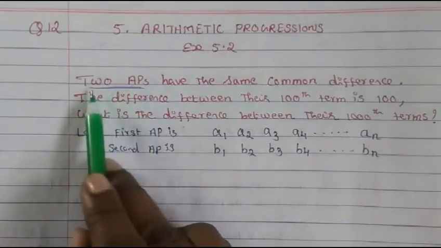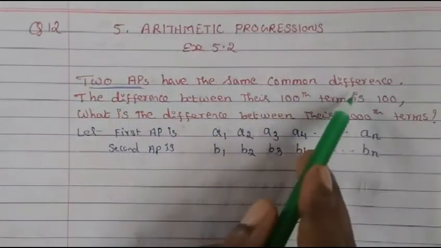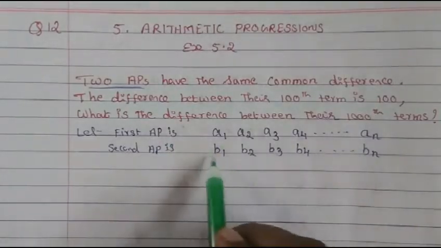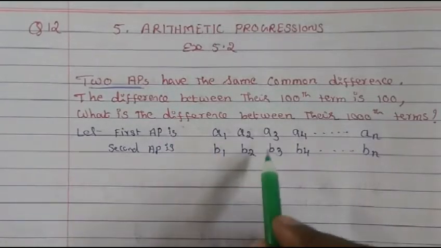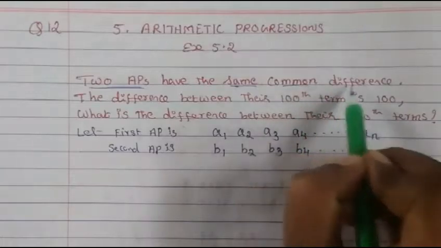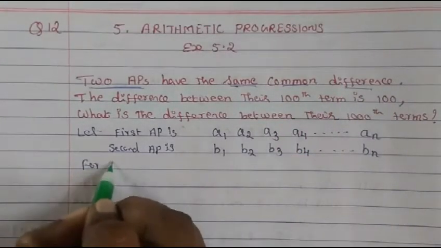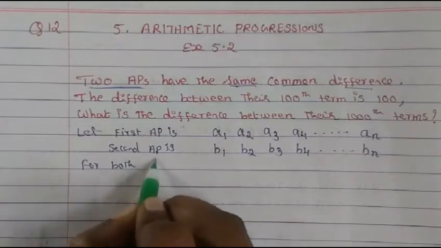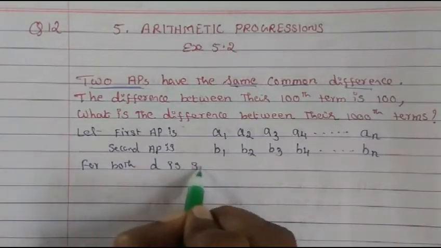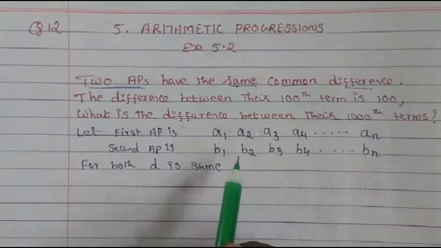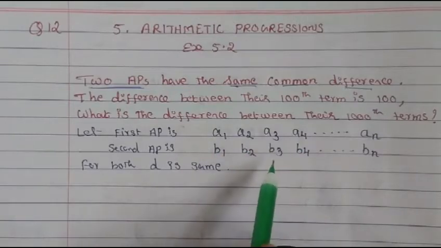So let the two APs have the same common difference. We have two APs here and their common difference is the same. They have the same common difference, so D is the same for both. Whatever the common difference may be, it is the same.